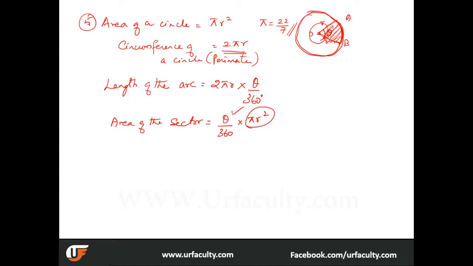Next is, I assume if you know for circle, if it is for semicircle, you need to basically divide everything by 2. So area of a semicircle is pi r square by 2. I'll not spend much time on that. And circumference of a semicircle is pi r. 2 pi r by 2, so pi r.